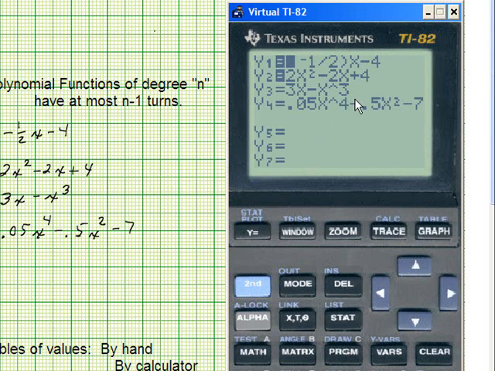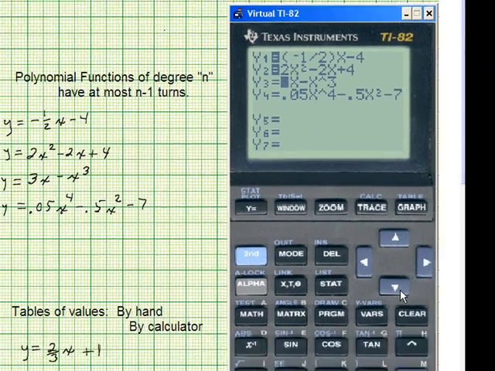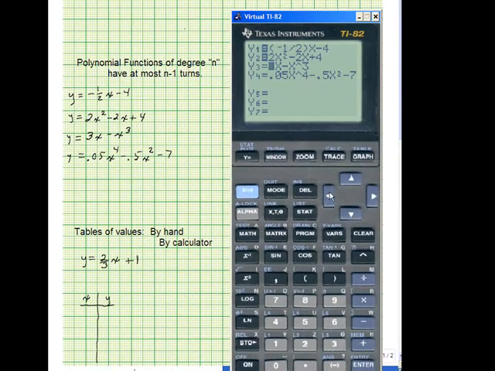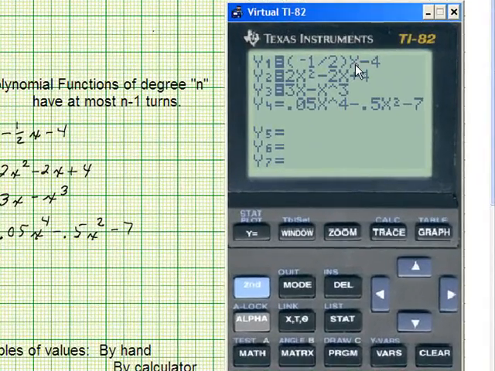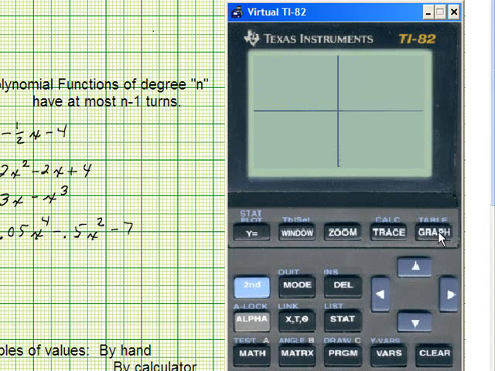The next function was of degree 3, so we expect 2 turns. So I'm going to go ahead and highlight this equal sign so the calculator can see that. I'll bring my cursor down, I'll put it over the equal sign, and then I'll hit the enter button, and now it can see the first 3 graphs. So this should be no turns. Degree 2 should be 1 turn. Degree 3 should give us 2 turns. Let's see if it works.